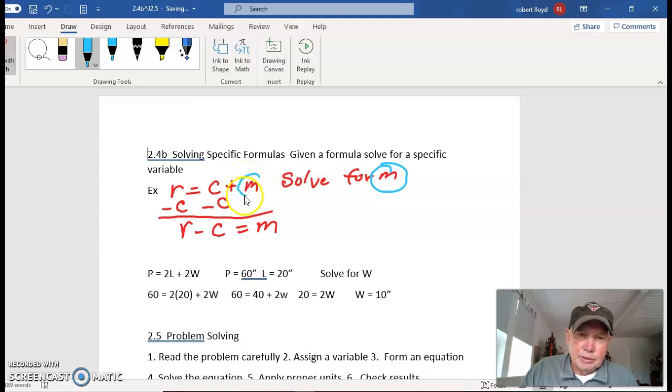We can do without them. So we got to get this m all by itself. With it is a positive c, so we get rid of that with a negative c. That eliminates the c's on the right side of the equation. On the left, the r and a c are not the same. They're not like terms, so they cannot be combined. So we have r minus the c equals m.